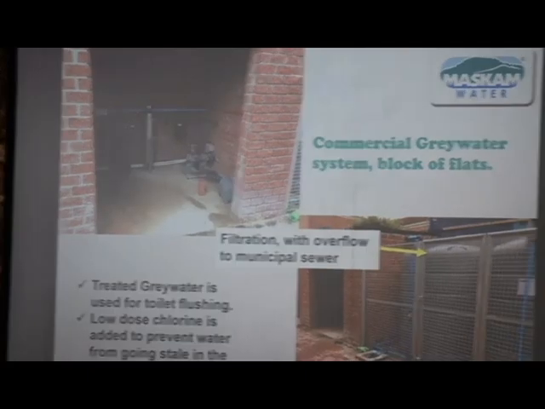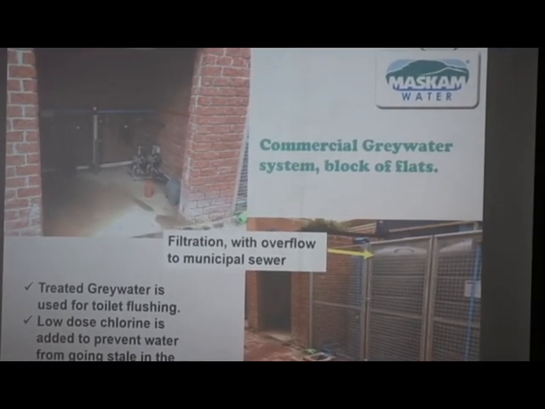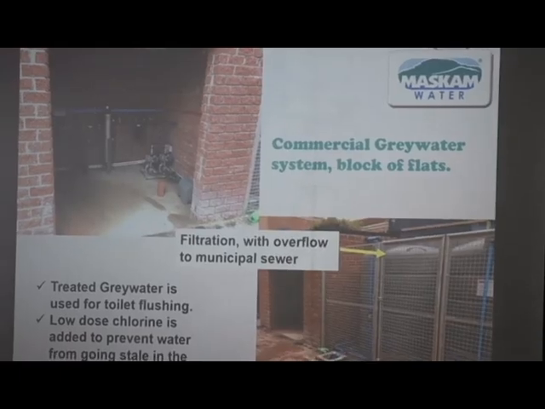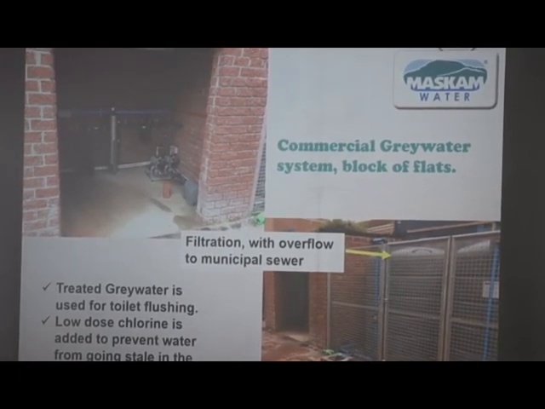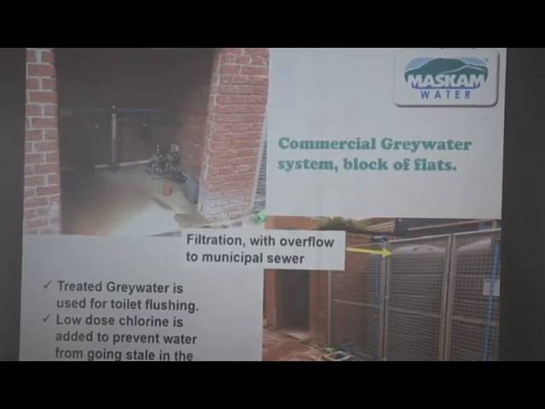In this case, it's a block of flats, so there's not a lot of garden to do compared to the amount of grey water. They have a lot more grey water than what they can use for irrigation. But now they can take it back to the toilets as well.